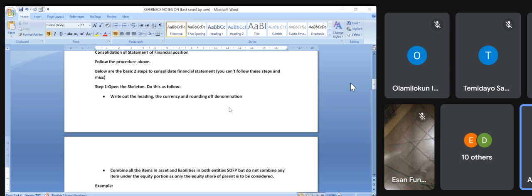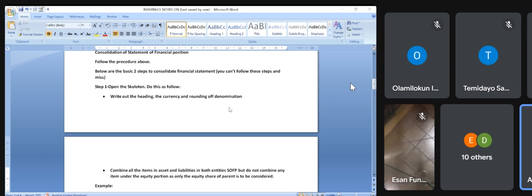Remember, I said there are 2 steps you must follow. Number 1 step is that you must open the skeleton. Number 2 step is that you must do the next 7 workings. We are still on number 1. So number 1, open the skeleton. How do you do it? You have just 2 things to do. The first one is write out the headings, the currency, and the rounding off denomination. And number 2 is that you combine all the items in assets and liability in both entities' statements of financial position, but do not combine any item under the equity portion.